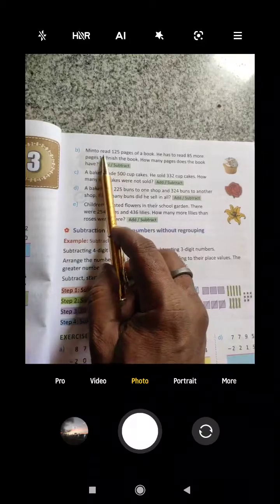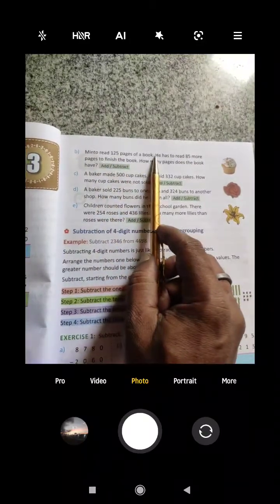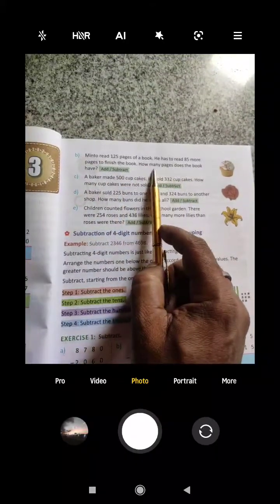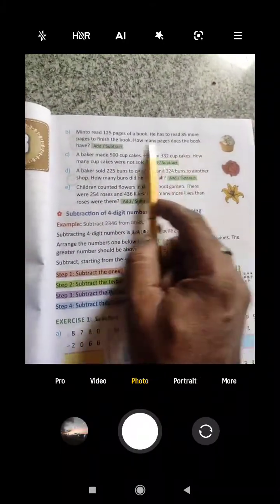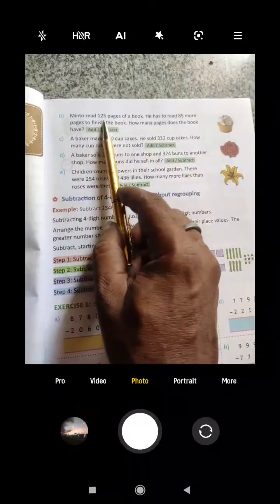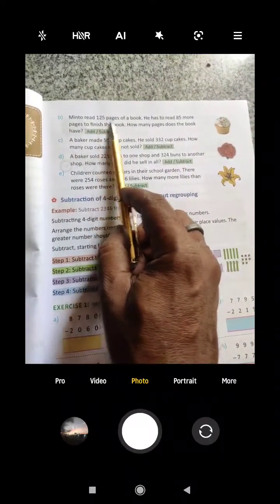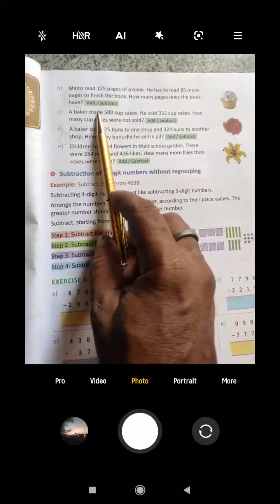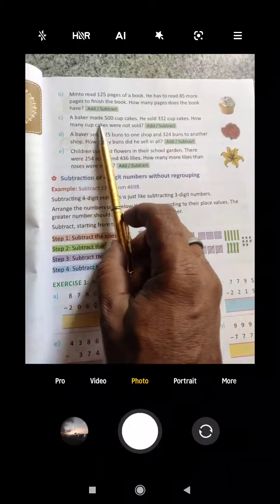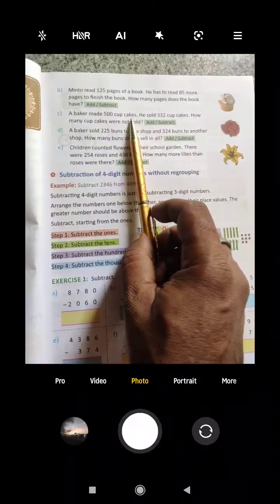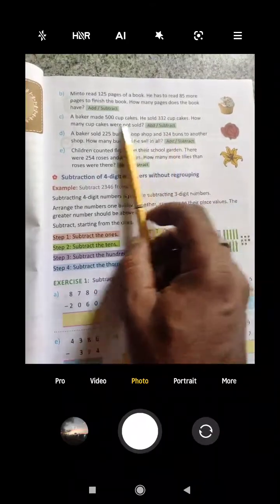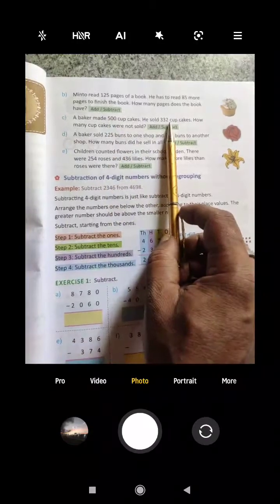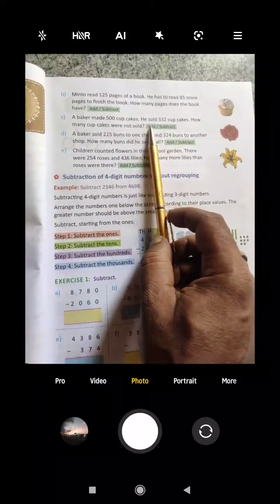So Mintu already read 125 pages of a book. He has to read 85 more pages to finish the book. So what you need to do, you'll have to add this 125 with 85, then it will give you the total page number. Next is a baker made 500 cupcakes. He sold 332 cupcakes. How many cupcakes were not sold? Simple, 500 minus 332. So it will give you the not sold number.